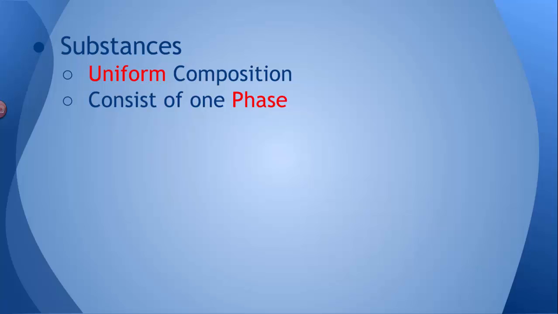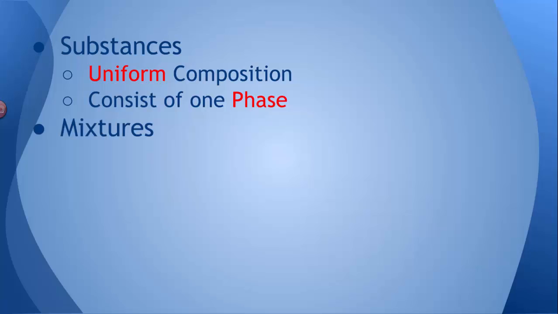Okay, all substances consist of one phase. Phase is something that has its own set of properties. And so a substance, because it's a uniform composition, looks the same throughout its entire volume or its entire area. There aren't areas that look different from others or that have different properties. One phase, all the same properties throughout the entire sample.